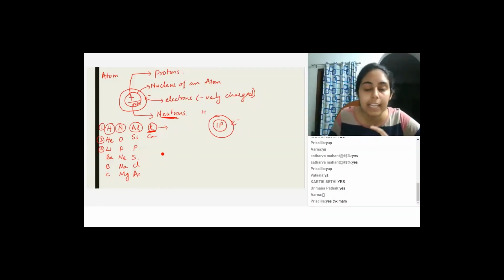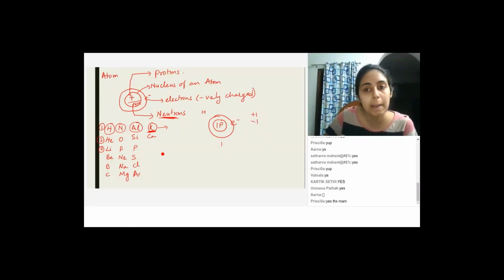Now, if I tell you to write down the number of electrons, what will you say? How many electrons are there in hydrogen? One. Very good. So one electron in hydrogen and one proton in hydrogen. We know proton is positively charged, so I'm going to write that as +1. Electrons we know are negatively charged, so I'm going to write it as -1.